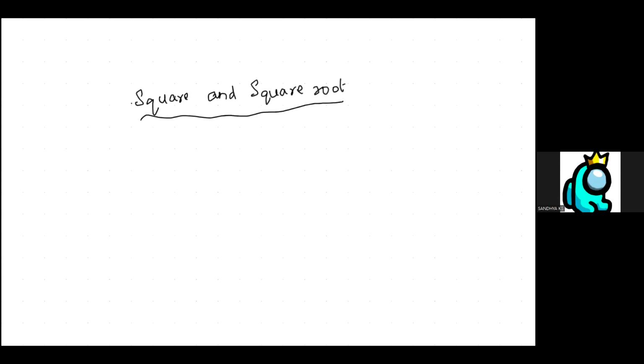First we are talking about square numbers only. Square numbers means the numbers we get when a number is multiplied by itself. For example, 2 into 2, a number multiplied by itself. So 2 into 2 is equal to 2 squared, that is equal to 4. Such numbers are called square numbers, so this 4 is called a square number.